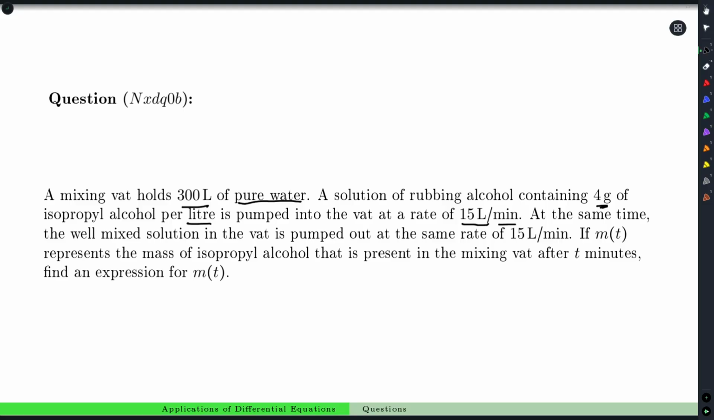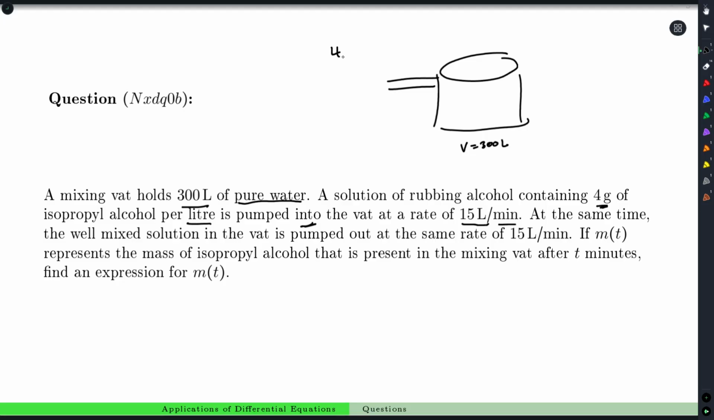We don't want to get overwhelmed, so we might start drawing a picture. Okay? We've got a mixing vat. I mean, literally the first 3 words were a mixing vat. So the volume here, 300 liters. And then we've got stuff pumped into the vat. So I usually draw a little arrow like this. And so this is our rubbing alcohol solution. It's pure isopropyl alcohol being dissolved in water.